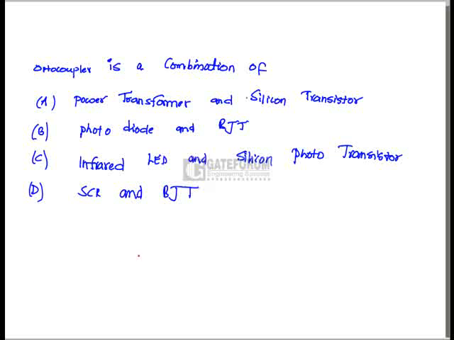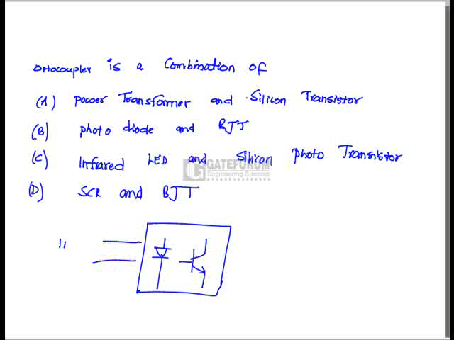Here the question is, optocoupler is a combination of. Optocoupler is nothing but a unit of LED and phototransistor. Whatever information we give as input to the optocoupler will generate light from the LED. Again, the output must be in electrical form. So this light falls upon the phototransistor, which will generate the electrical signal proportional to the light variation. Hence, option C is correct.